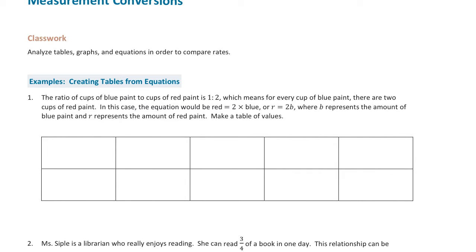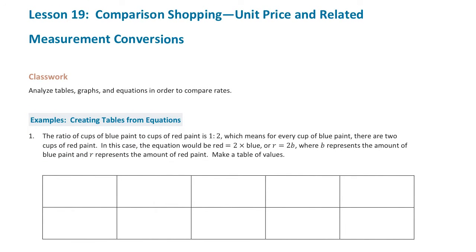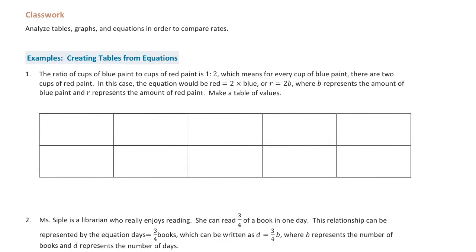All right, sixth graders, here is lesson 19, and hopefully I'll be able to wrap this up in about 10 minutes here. Okay, so as you can see from the heading, which I'm going to move in a second, we're kind of looking at unit price and related metric or measurement conversions. And really, this lesson compares a bunch of different things. As it says on the top here, we're going to be looking at graphs, equations, to compare rates, and I might even add looking at tables as well.